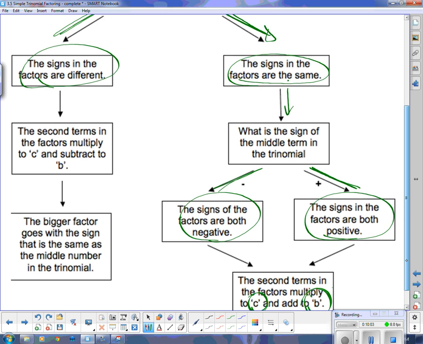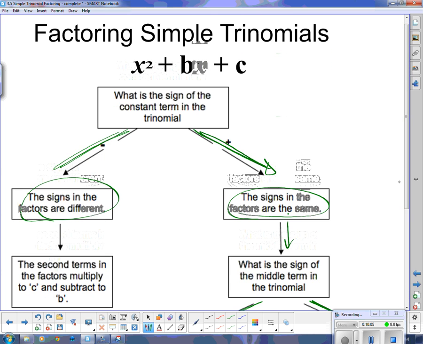Now we can go on the other side. If the signs happen to be different, well, different signs tell us that the second terms have to multiply to C, but since they're different, they're going to subtract to B. Since they're different, the middle term gives us a difference.